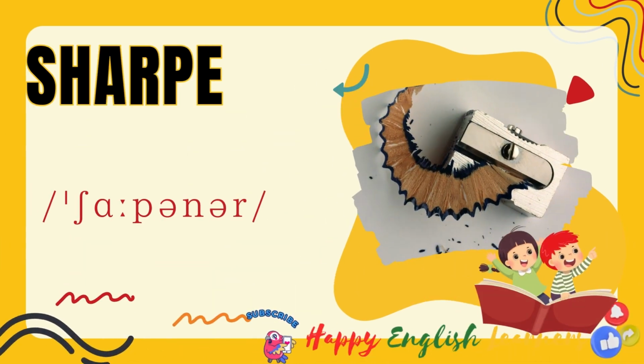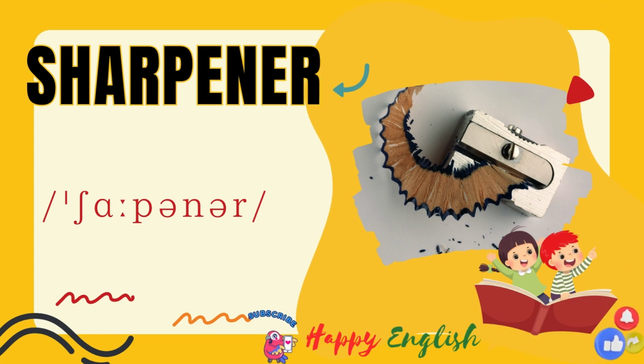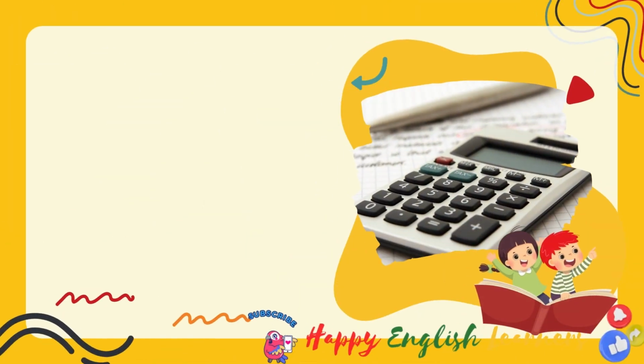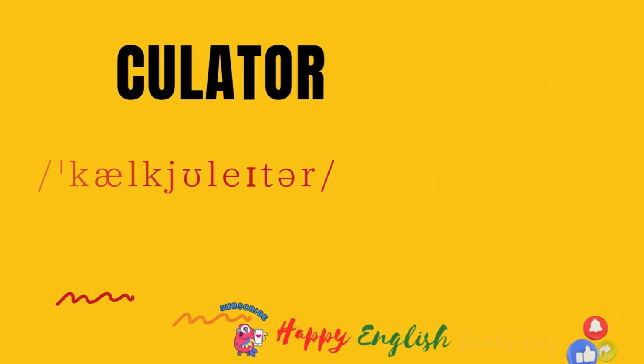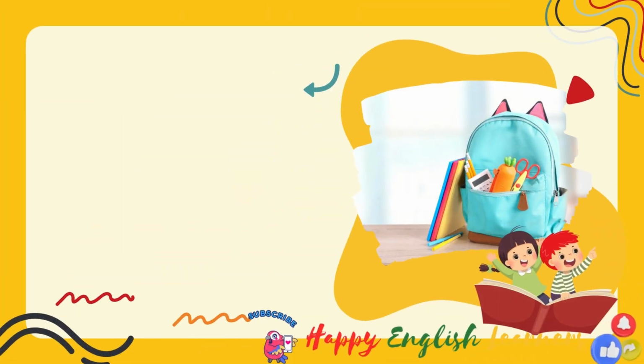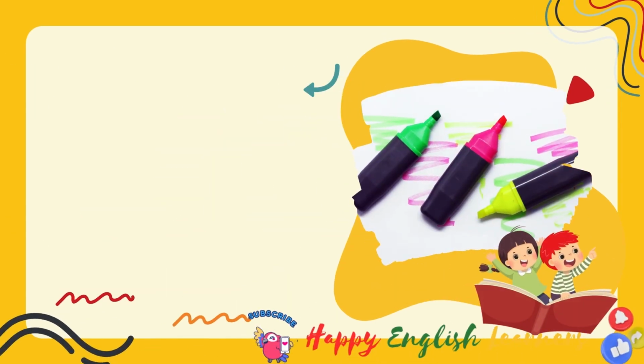What is this? Sharpener. Sharpener. What do we call this? Calculator. Calculator. What is this? Backpack. Backpack. What do we call this?